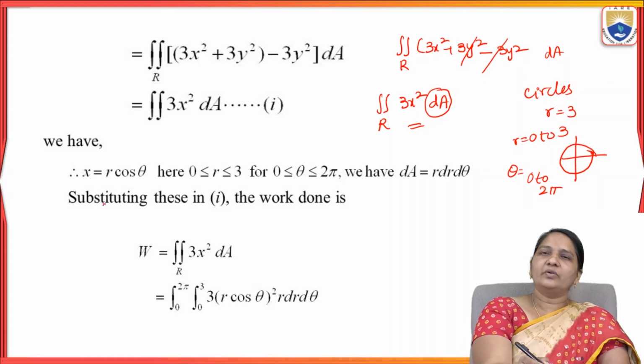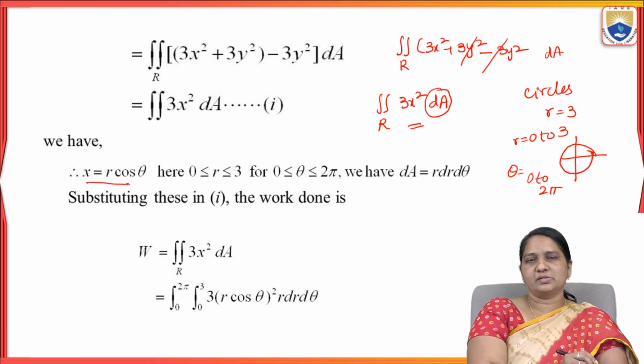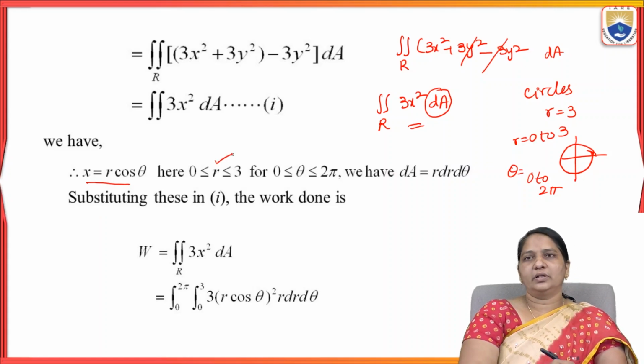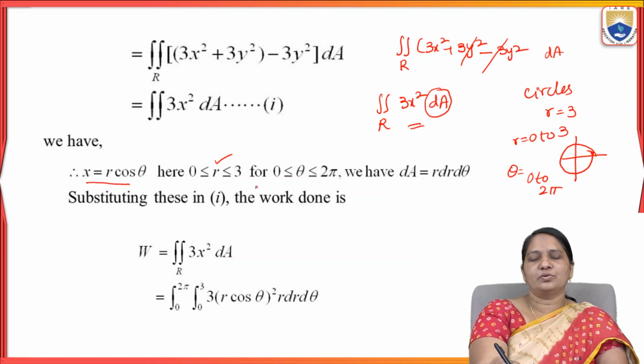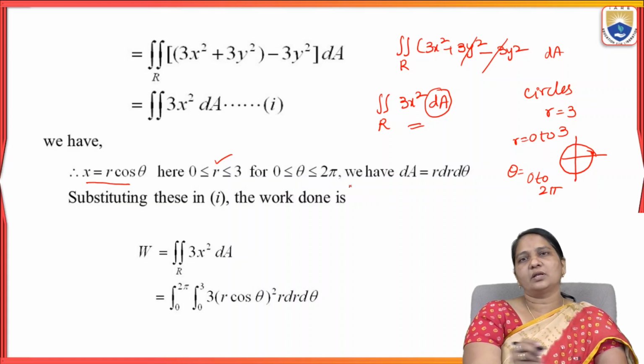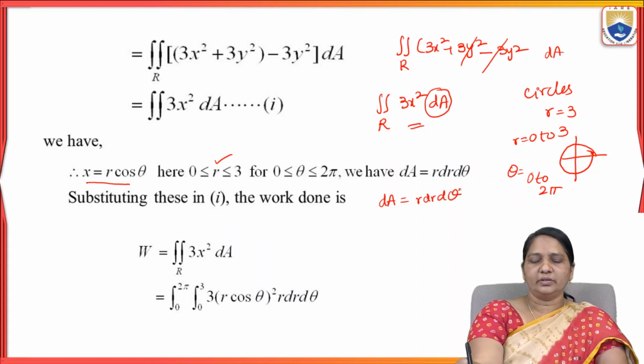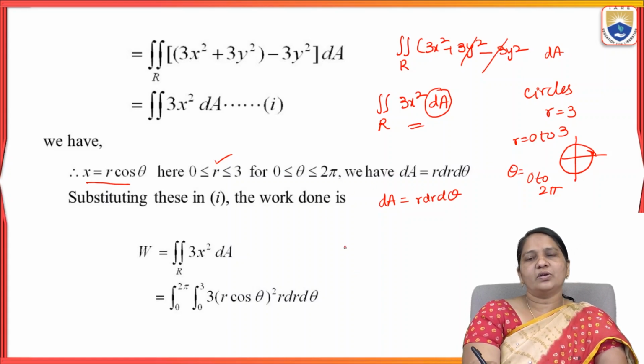According to the polar coordinates, we are taking x equal to r cos theta, and the r limits are 0 less than or equal to r less than or equal to 3, and for theta, 0 less than or equal to theta less than or equal to 2 pi. So here what is dA? dA is r dr d theta. If we know these three values, we can evaluate this integral very easily.